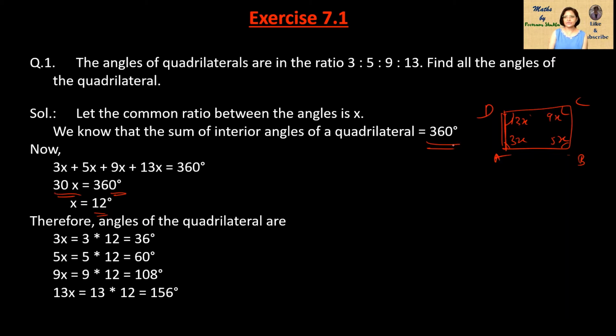So now we can find all the angles. 3x equals 3 into 12, because the value of x is 12. Just like that, 3 into 12, 5 into 12, 9 into 12 and 13 into 12. So this will become 36 degrees, 60 degrees, 108 degrees and 156 degrees. So you can make a quadrilateral according to this. So the angles of the given quadrilateral are 36, 60, 108 and 156.